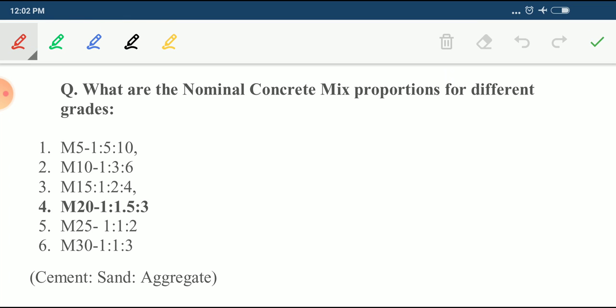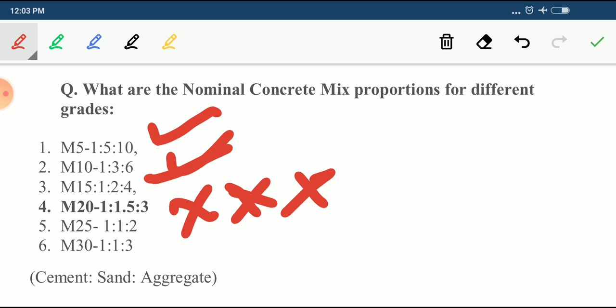What are the nominal concrete mix proportions for different grades? Okay, what are the mix proportions that are to be used for different grades of concrete? For M5 the mix proportion is 1:5:10. For M10 that is 1:3:6. For M15 1:2:4. For M20 1:1.5:3. You have to remember this one, it is very important.